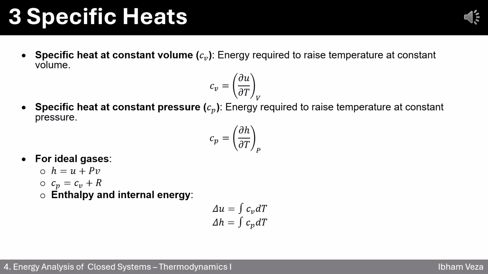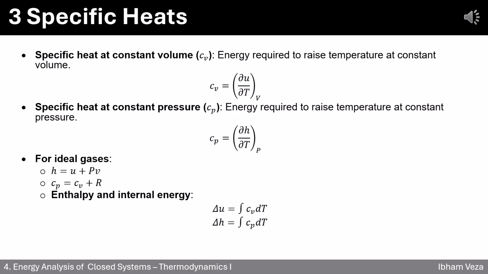3. Specific heats. Let's talk about specific heats, a simple but powerful concept in thermodynamics. Specific heat tells us how much energy we need to raise the temperature of a substance. There are two main types. First, we have specific heat at constant volume, called C_V. This is the energy required to raise the temperature when the volume stays fixed, like heating gas in a sealed, rigid container. Then, we have specific heat at constant pressure, called C_P. This is used when the pressure stays constant, like heating air in an open room.